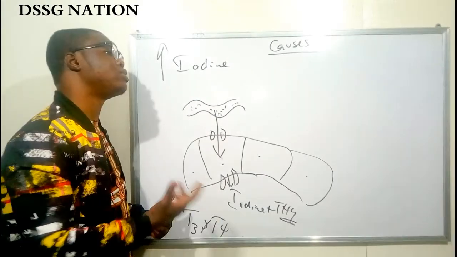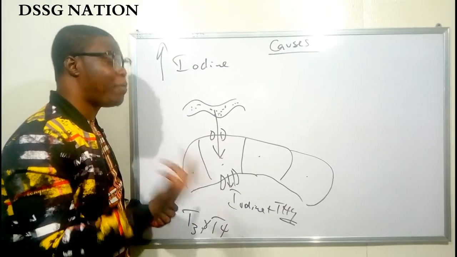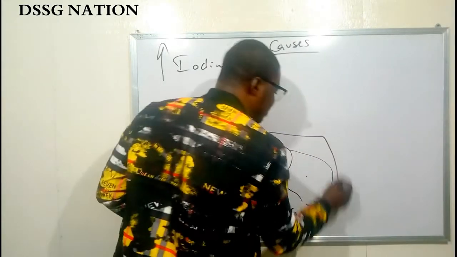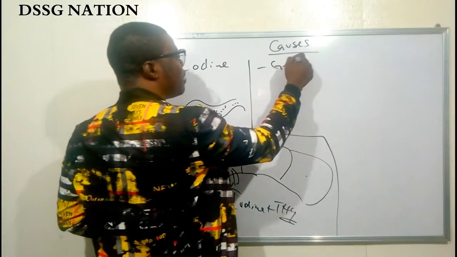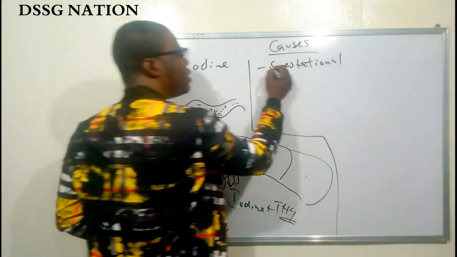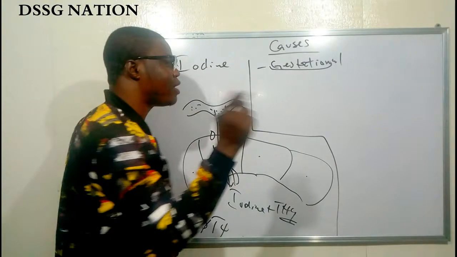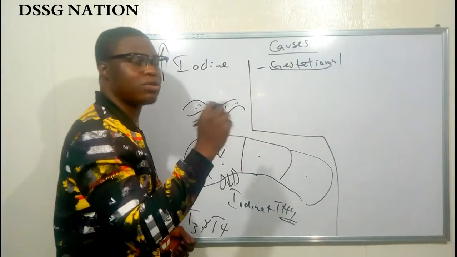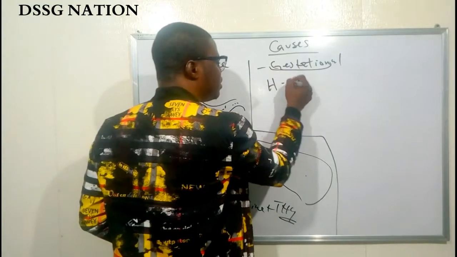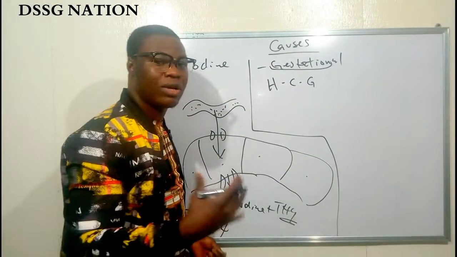So other causes that can lead to hyperthyroidism. We have gestational hyperthyroidism. The meaning of gestation is pregnancy. In pregnancy, we have this very hormone that we use to ascertain that someone is pregnant, and that is what? HCG, human chorionic gonadotrophin.